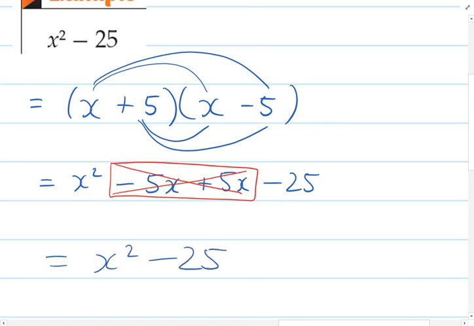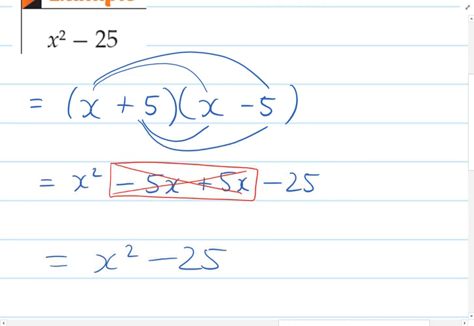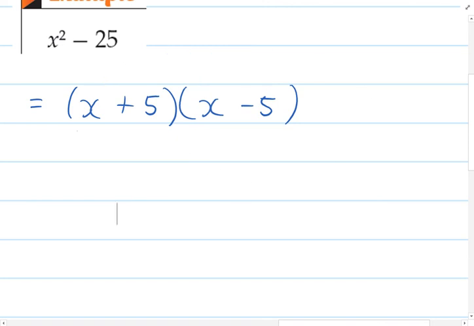Okay, so once again, like I said in an earlier video, that stuff there, you don't need to worry about. That's not working. That's just showing you that our factorisation works. This is the answer that you're after.